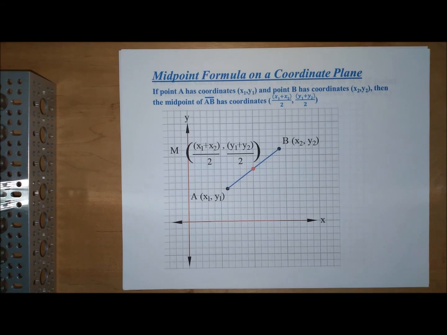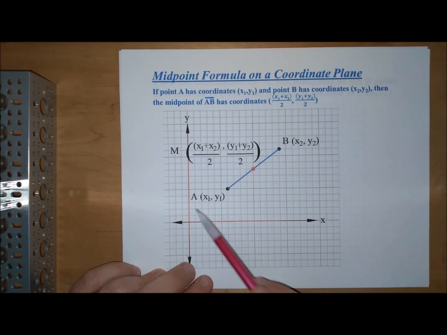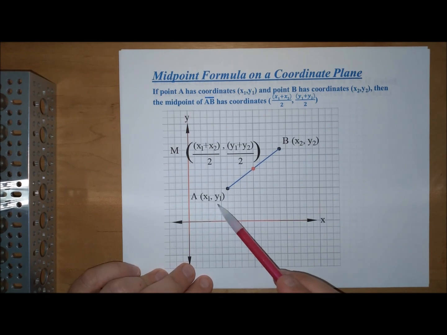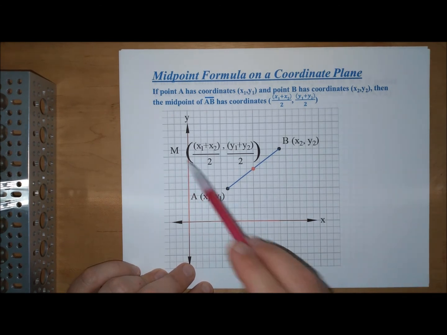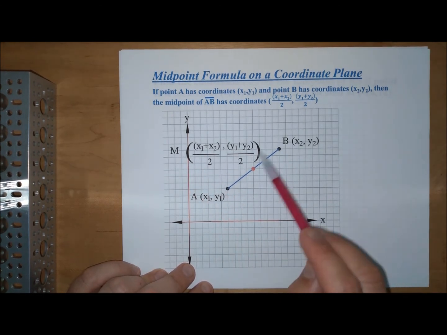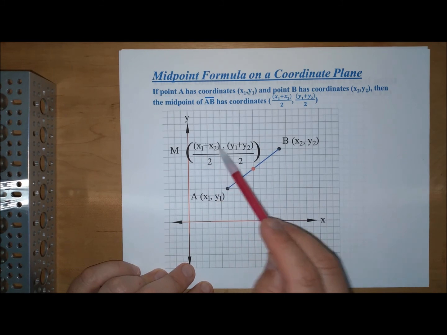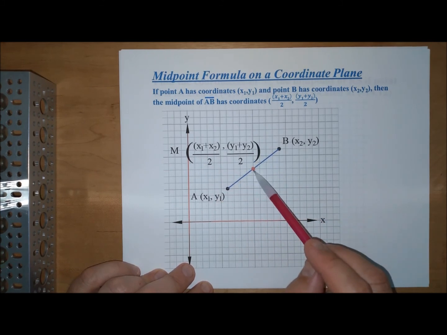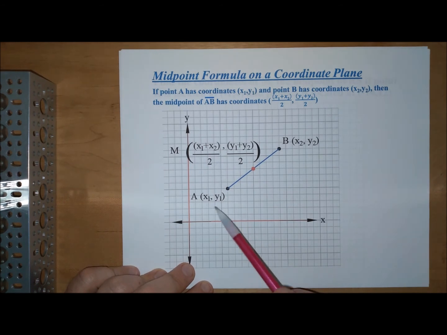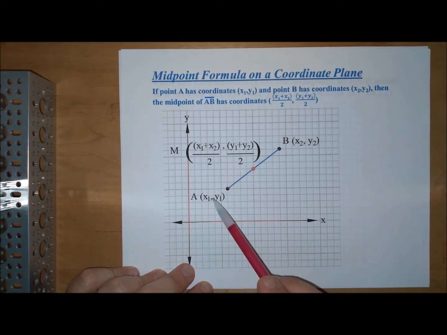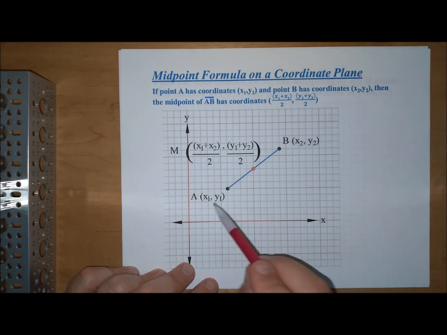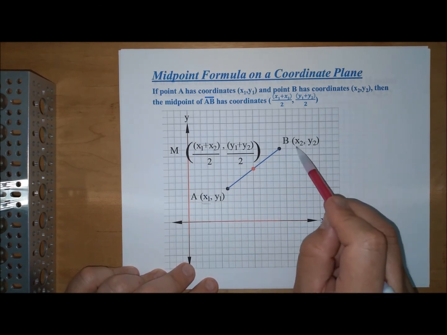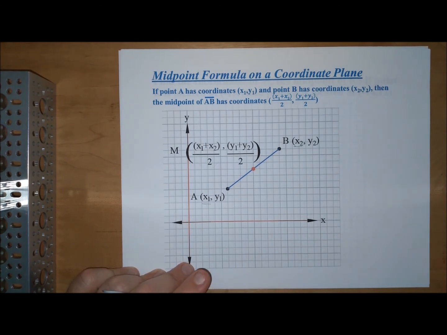Now let's take our midpoint formula onto the coordinate plane. Here we can see that if we've got a point A with coordinates (x1, y1) and a point B with coordinates (x2, y2), then we can find their midpoint. The midpoint is going to have an x and a y coordinate. The x coordinate you will find by taking (x1 + x2) over 2. Essentially, we're still doing the same thing: finding the average of the x coordinates of the endpoints.